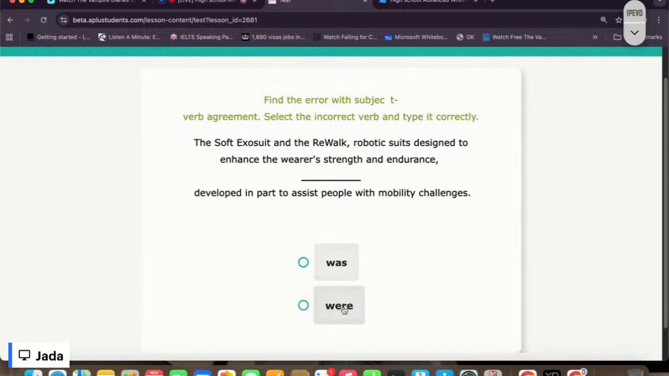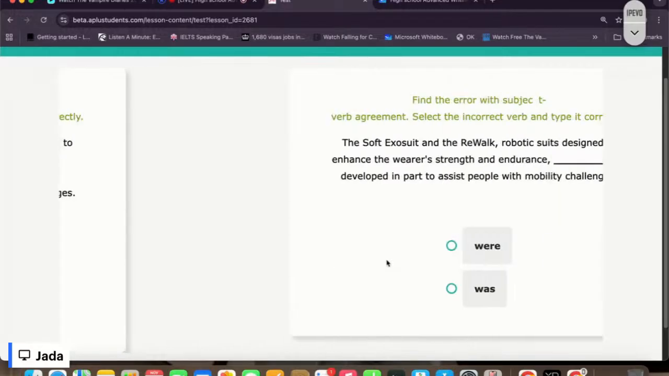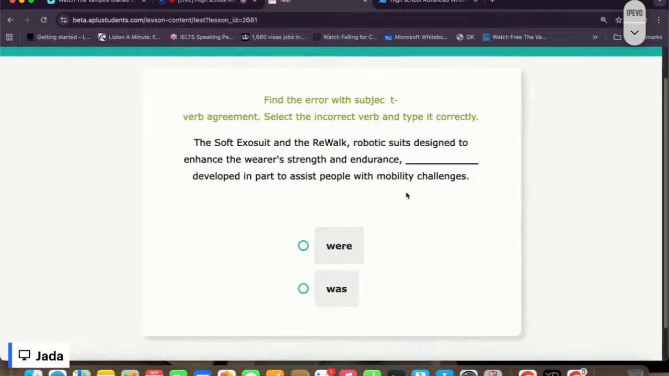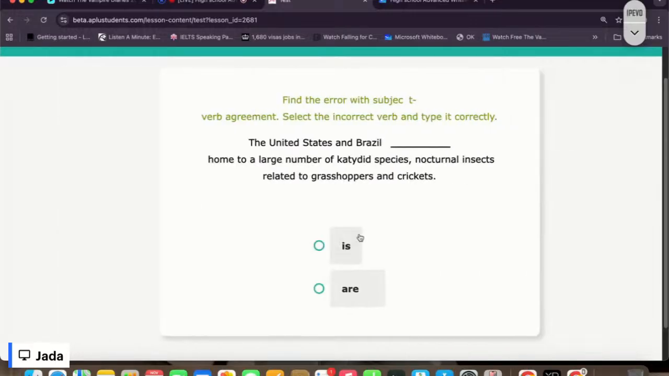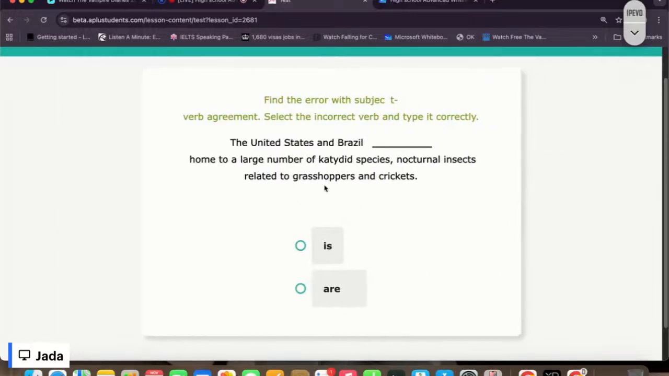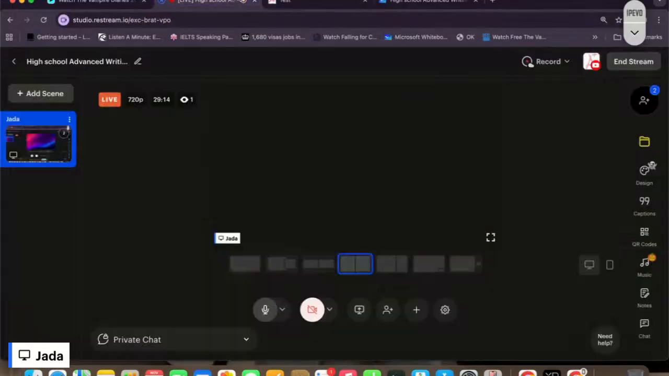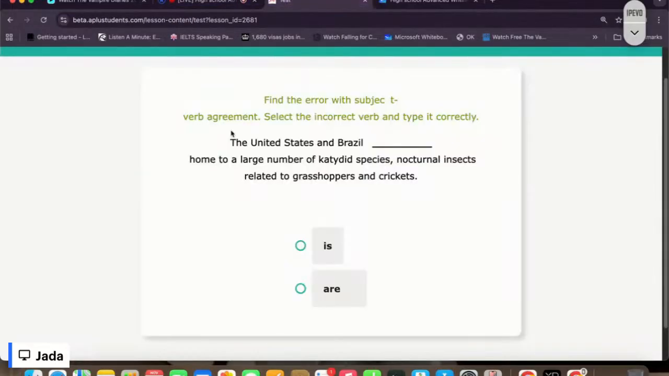So what do we have? Were? Then the soft, okay, it's the same thing. We also have were. Then the United States and Brazil dash home to a larger number of katydid species, not unlike insects related to grasshoppers and crickets. So what do we have, first to second?